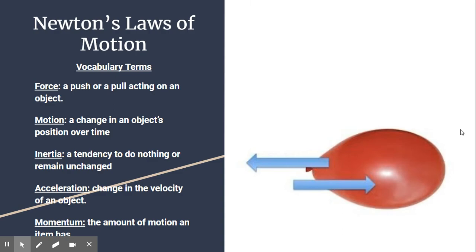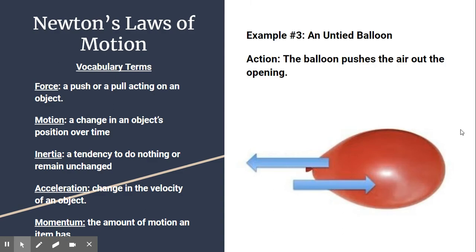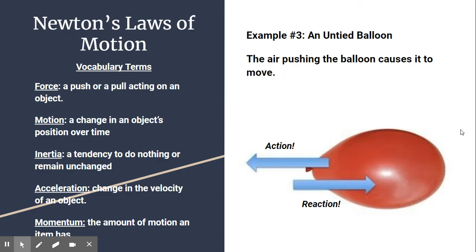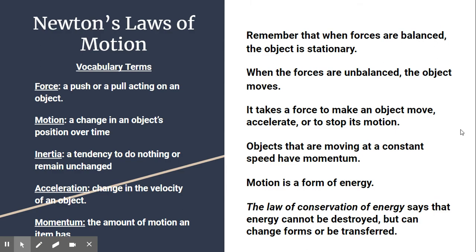A third example involves a balloon. There's an action where the balloon pushes the air out through the opening, and there's a reaction where the air pushes back on the balloon, and that causes the balloon to go flying to the right. Remember that when forces are balanced, an object is stationary. Only when those forces become unbalanced does the object move.